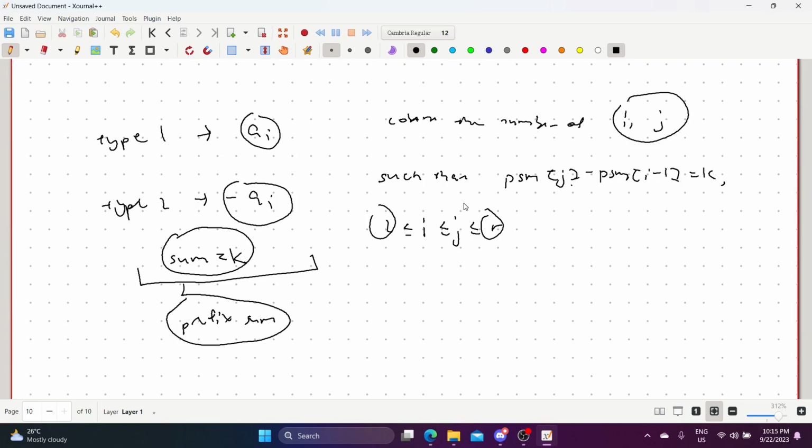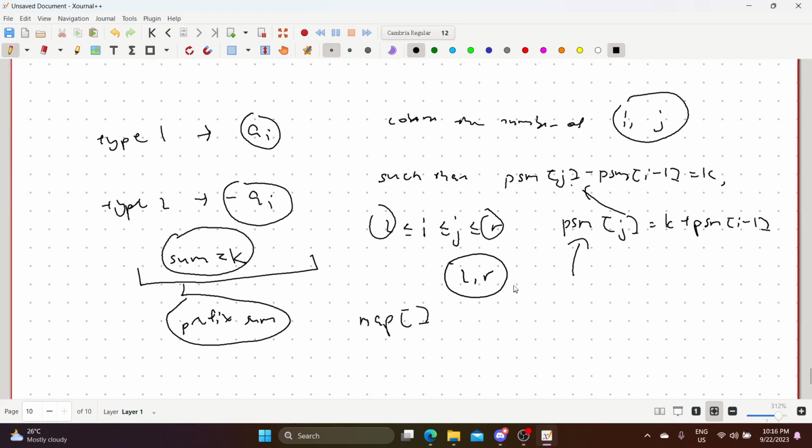So in order to solve this problem, what we can do is store a map of prefix sum. Because what you can change this to is p sum j equals k plus p sum i minus 1. So when you have a new p sum j that you want to add into the range, right? Like you have from L to R, then we want to do Mo's algorithm.